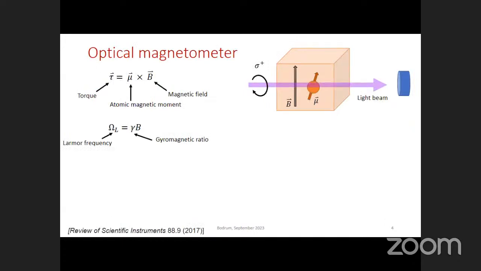Right. So in the title I said optical magnetometer. So what does that mean? It means a measurement of magnetic field with spins through their interaction with light. Right. So let there be light.